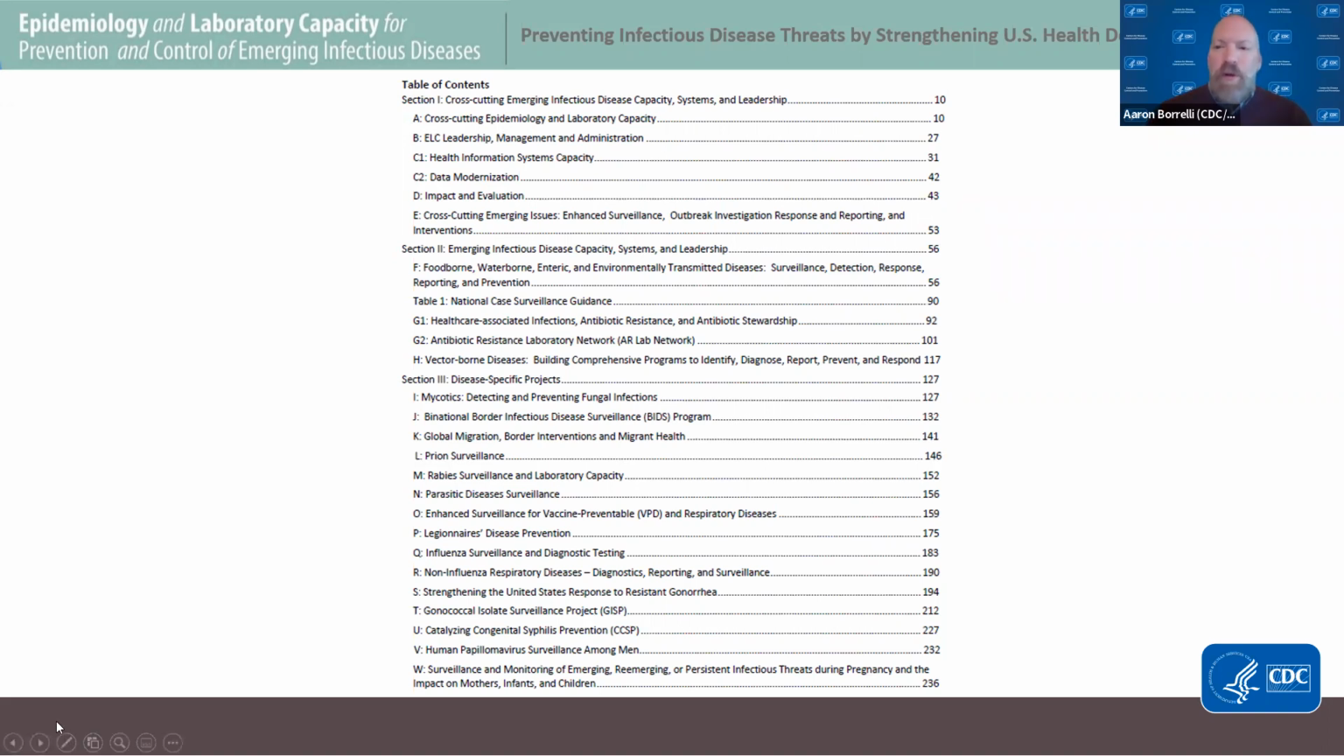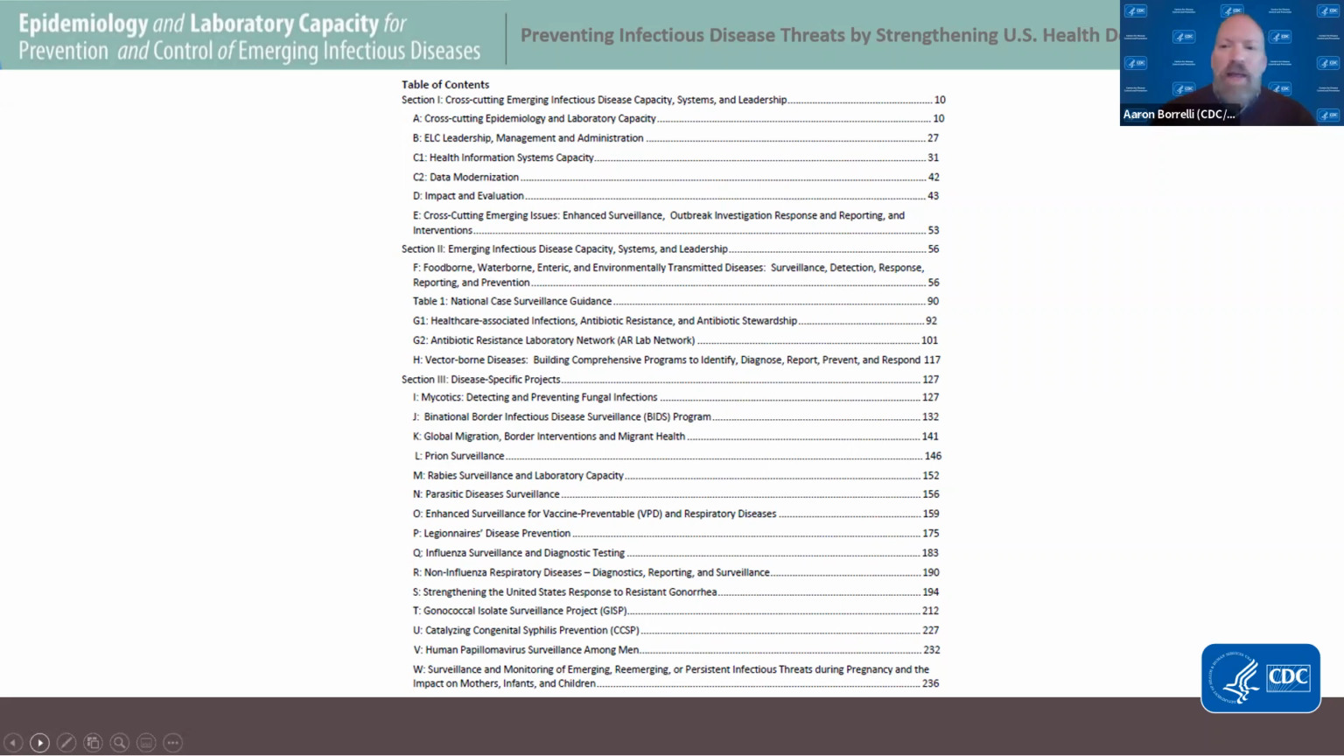So we consider those programs because they are larger in scope. They are usually larger in funding. They sort of have risen to a program level. And then section 3 are the disease-specific projects. And so these ones may or may not be projects where we award funding to all 64 awardees or recipients, and also they are usually more specific on a more niche area, something more specific around infectious diseases. So you can see it is quite a variety that we have. So a really interesting group of projects. So this all makes up our ELC cooperative agreement.